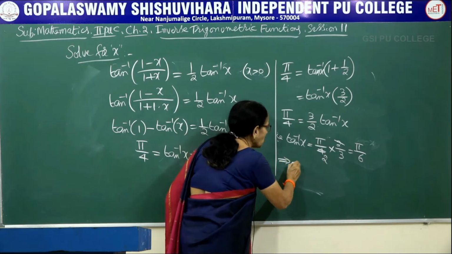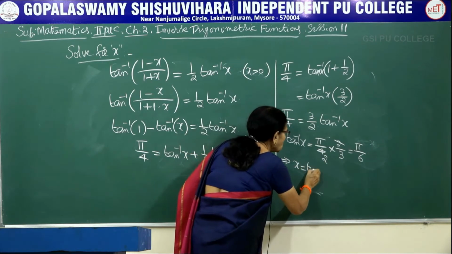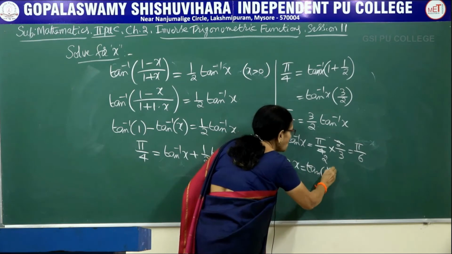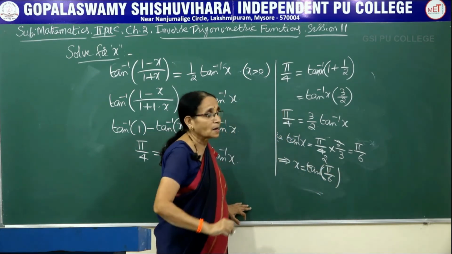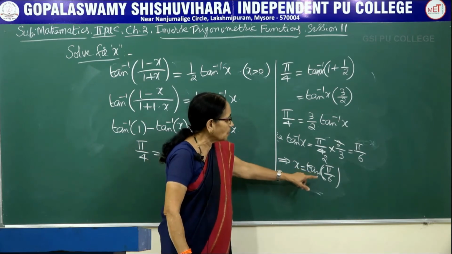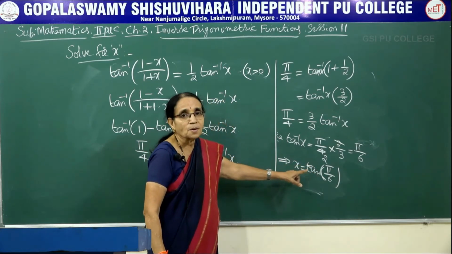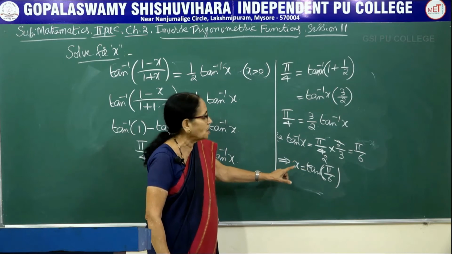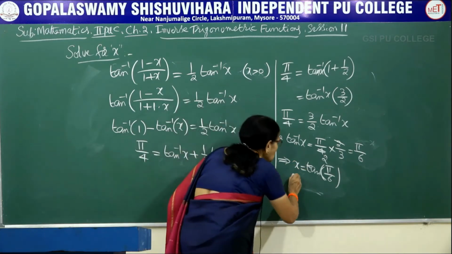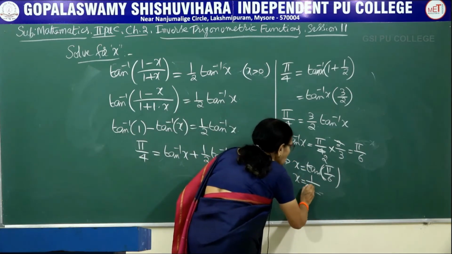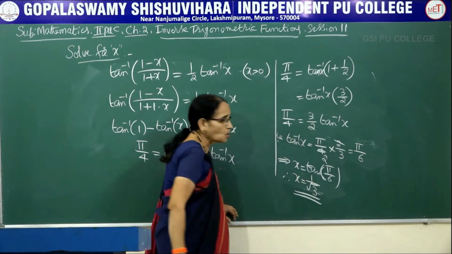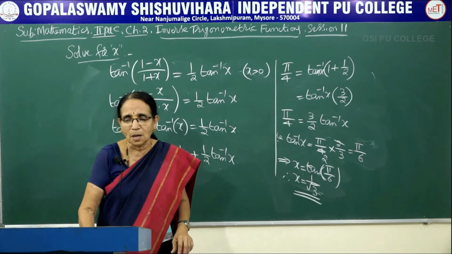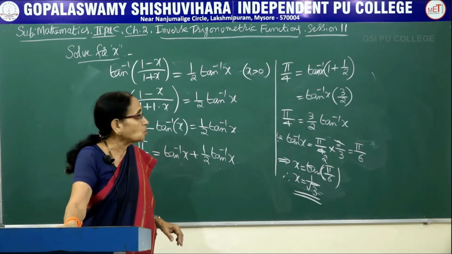What does it imply? x is equal to tan of pi by 6. See, we have arrived at a standard angle here. x is equal to tan pi by 6. What is pi by 6? Pi by 6 means 30 degrees. Tan 30 degrees. What is the value of tan 30? It is 1 over square root of 3. Therefore, the value of x in this particular problem is 1 by root of 3.